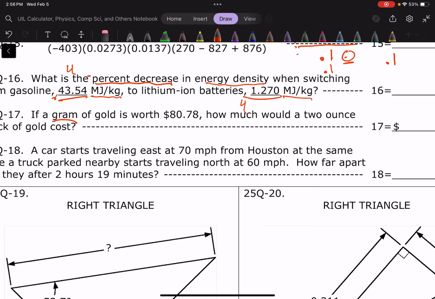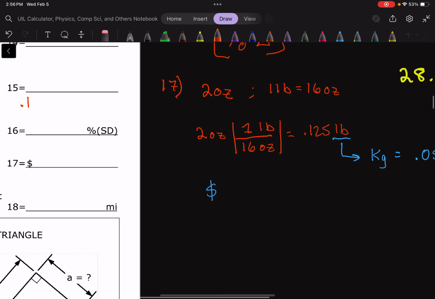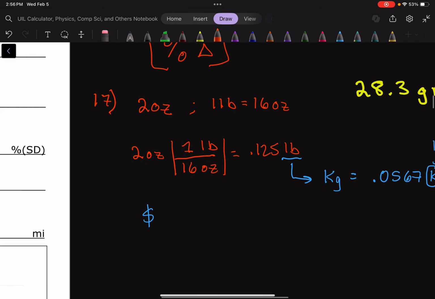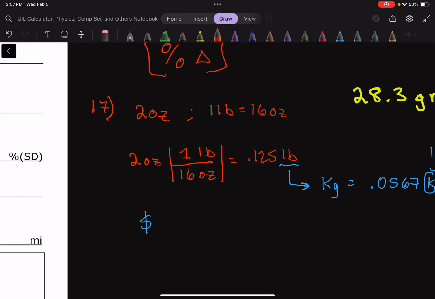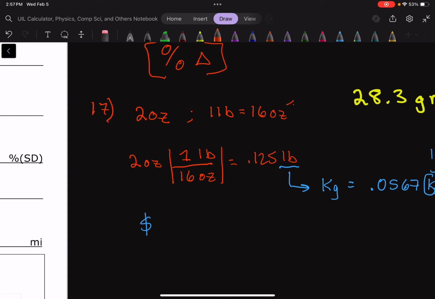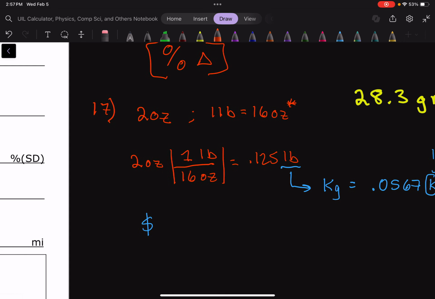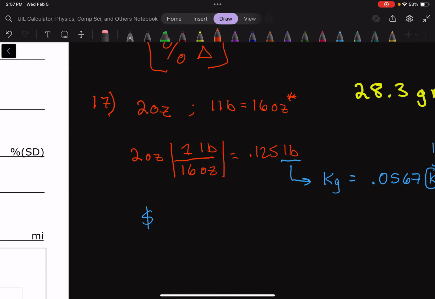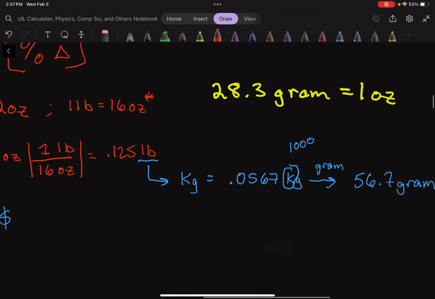The easiest thing to do if you don't know conversion factors, outside of how many ounces are in a pound, that's really the one you're going to need, okay? I'll talk about another conversion factor here in a second. But we need to know that there are 16 ounces in a pound. And so if I have 2 ounces, that's really 2 out of 16, or an eighth of a pound.